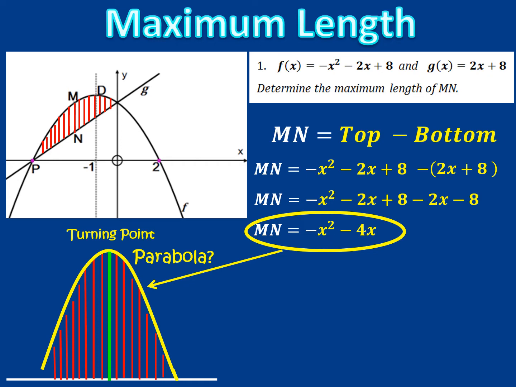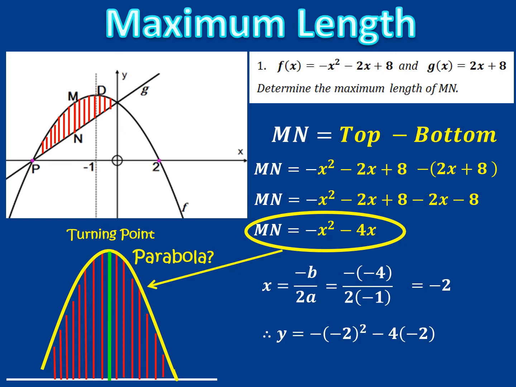And how do we find the turning point of the parabola? Using minus b over 2a. So in this equation, b is minus 4 and a is minus 1. So we end up with minus 4 over 2 times minus 1, which I can simplify to minus 2. So that tells me where the maximum length will take place, not what the maximum length is. So to find the maximum length, we will put minus 2 back into the equation. So we get minus 2 squared minus 4 times minus 2, which gives me an answer of 4. So the maximum distance MN can be is 4 units.